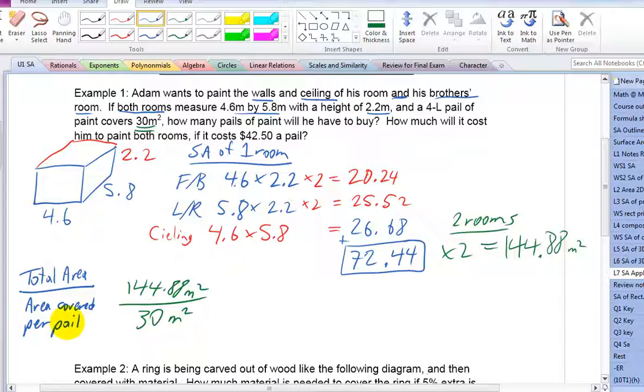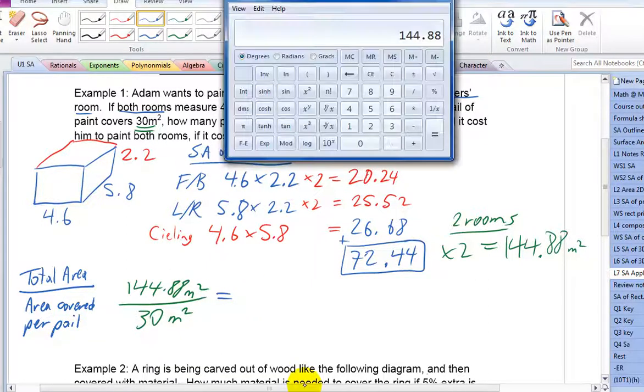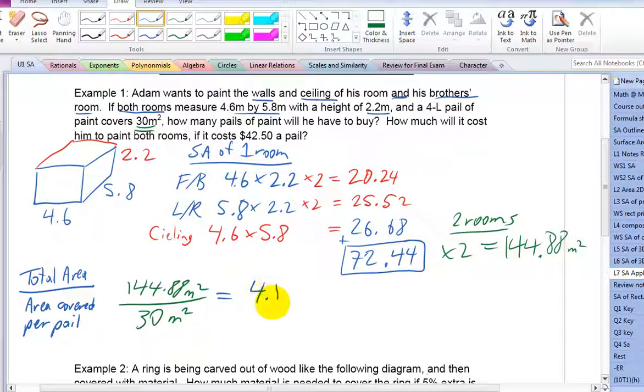So we want to know how many groups of 30 are in there. That'll tell us how many pails we need. Okay, how many groups of 30 or how many pails? So go to your calculator, divide by 30. We have 4.8293 pails.